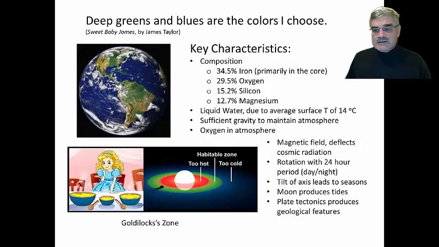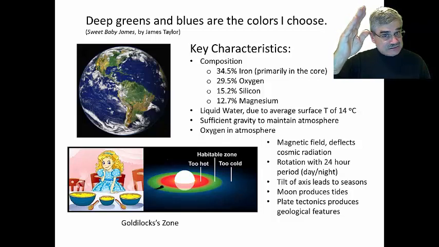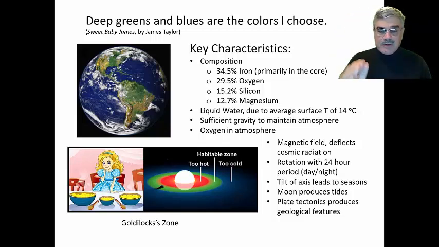Another important feature of planet Earth is that it has a magnetic field. What's important about that is that it deflects cosmic radiation, which is important to protect us from bombardment of charged particles from space. Because the Earth rotates with a 24-hour period, that leads to cycles of day and night, which may be important for the development of life. The tilt of the rotation of the Earth, the tilt on its axis, leads to seasons. Planet Earth has a moon, and that moon produces tides. And also the plate tectonics produces various geological features.